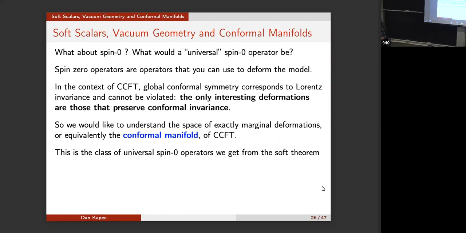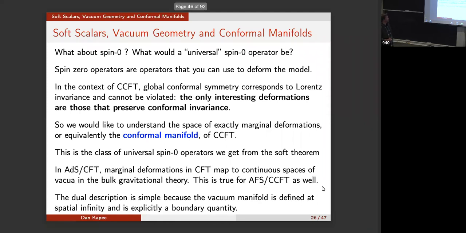And so what we're going to see is that the universal statements about the S matrix when there's a gapless spin 0 particle, translated into the celestial conformal field theory language, just tell you about the conformal manifold. So it produces for you the exactly marginal deformations. And again, that's a statement which is exactly the same in anti-de Sitter space. If you have a continuous space of vacua in the bulk gravitational theory in AdS, that gets mapped onto the conformal manifold of the dual theory. Just think about N=4 and the gauge coupling.